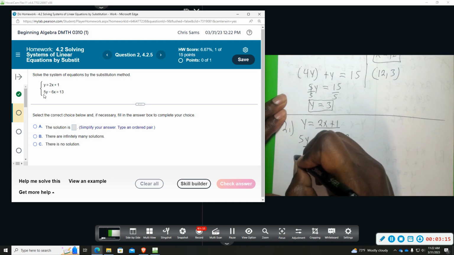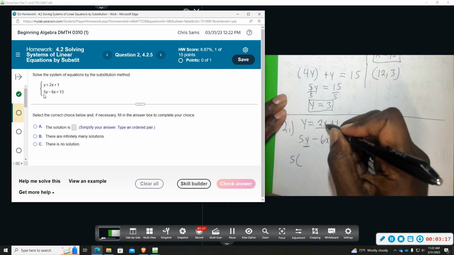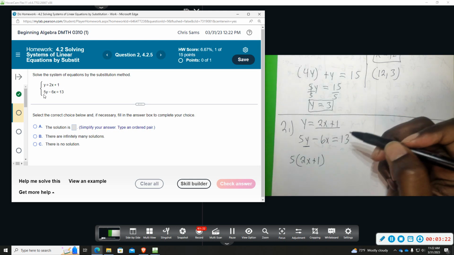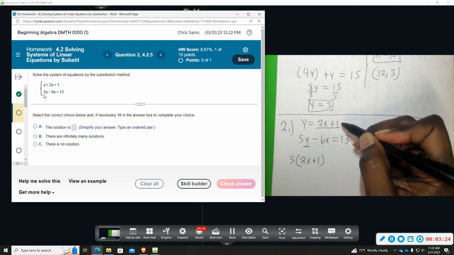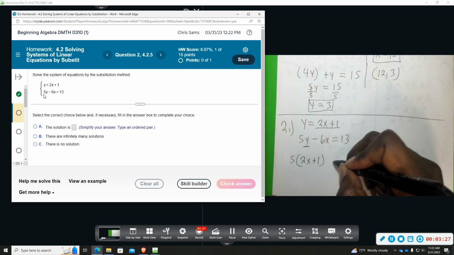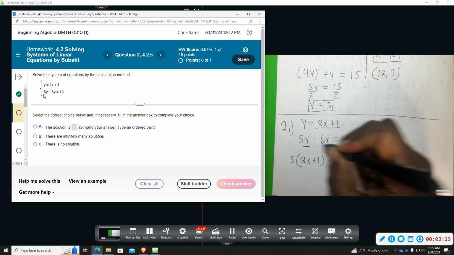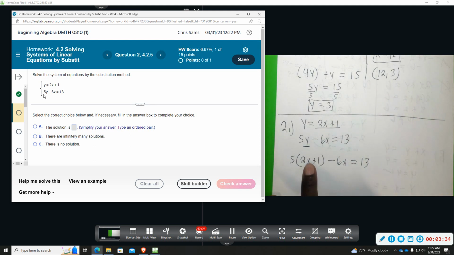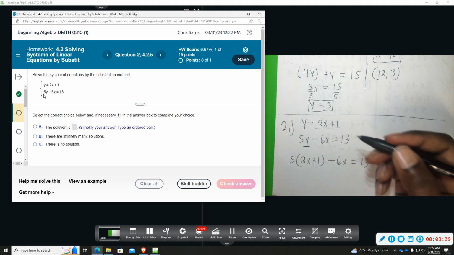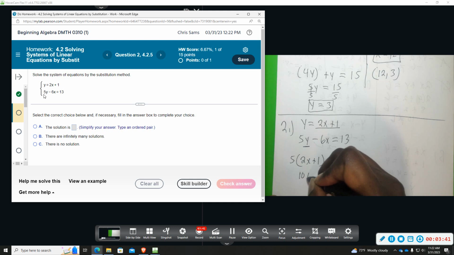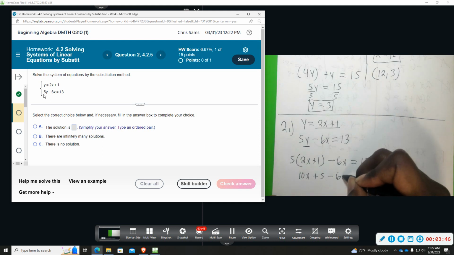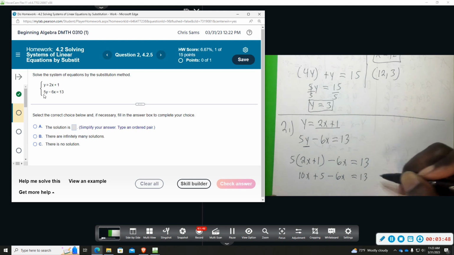So I'm going to write 5, parentheses in place of y, that is 2x plus 1. So I've substituted the 2x plus 1 for y because that's what y is equal to. Minus 6x, you continue the rest of that equation, equals 13. So this is my 5y minus 6x equals 13. I'm going to distribute, so I get 10x plus 5 minus 6x equals 13.